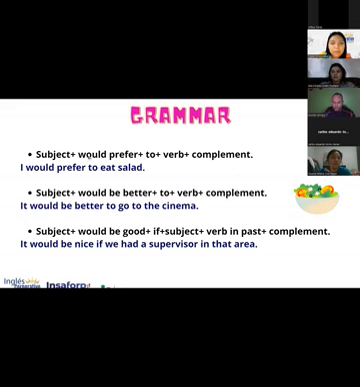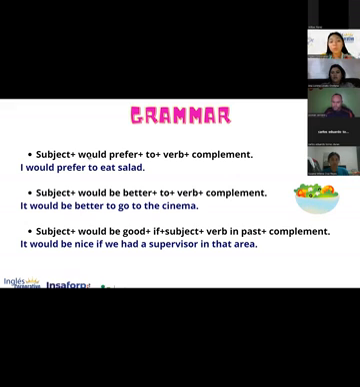It would be better. It's just for me, my opinion, or I can say she would. No, it would be better is the correct structure. Just for your opinion. Okay. Correct. It would be better to live in a small town. Yes. I would prefer to sleep early.